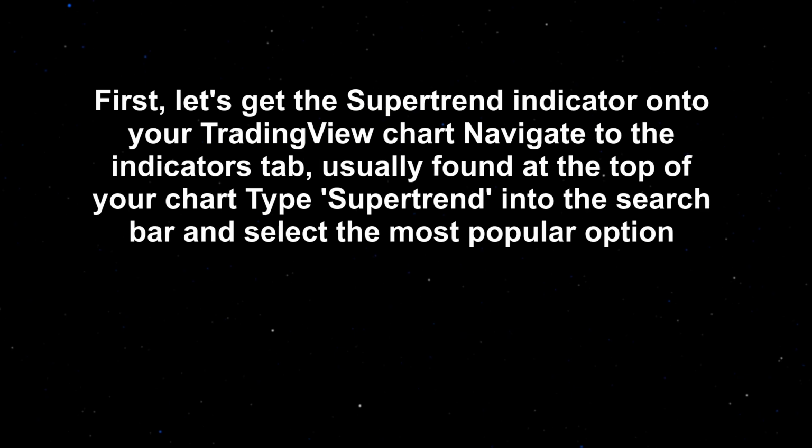Navigate to the Indicators tab, usually found at the top of your chart, type Supertrend into the search bar and select the most popular option.